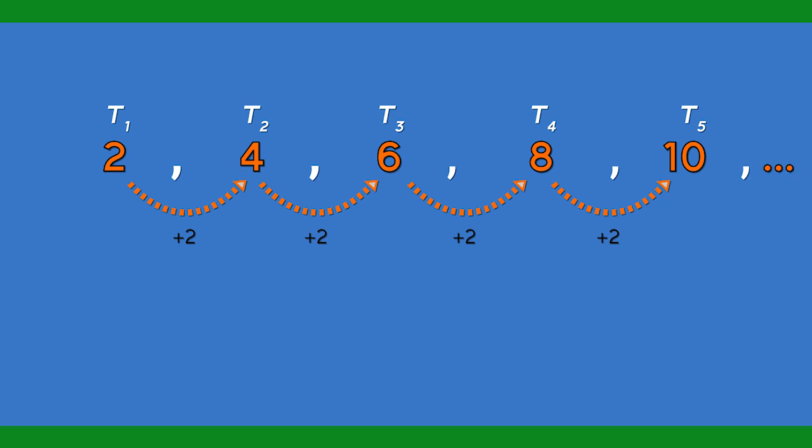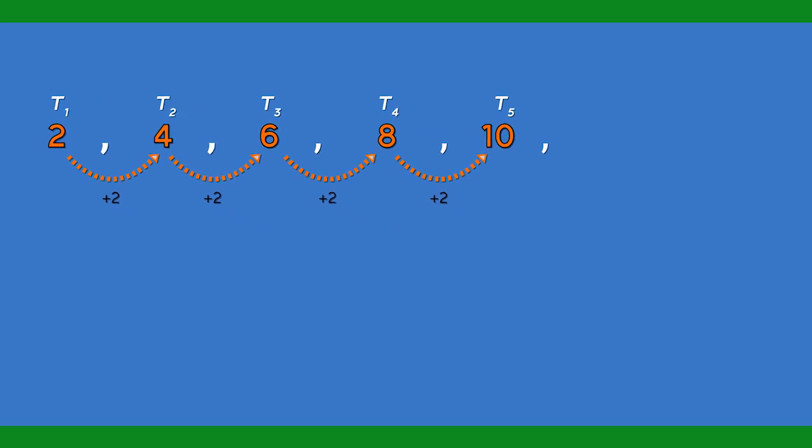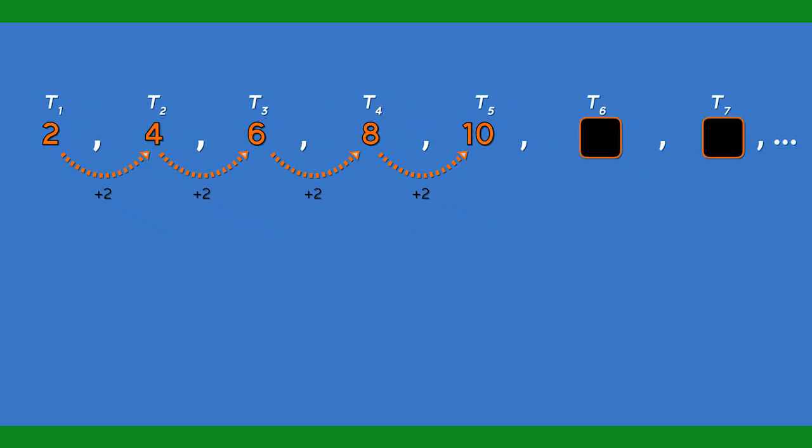What are the next 2 terms after 10? That is, what is the 6th term? What is the 7th term? Let's find the 6th term first. What should we add to 10 to get the next term? That's right, to get the 6th term, we add 2 to 10, and we get the answer 12. Now we can find the 7th term. To get the 7th term, we add 2 to 12, and we get the answer 14.